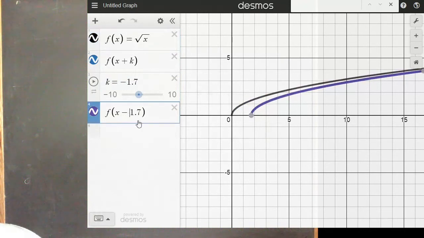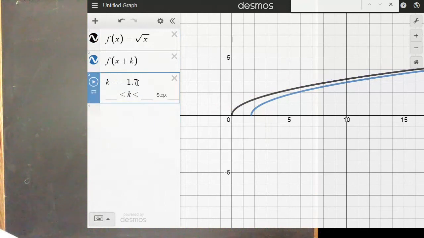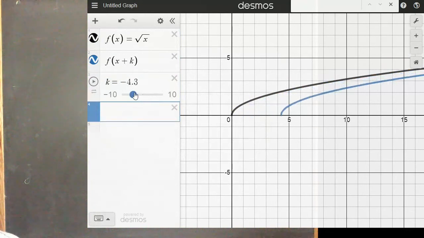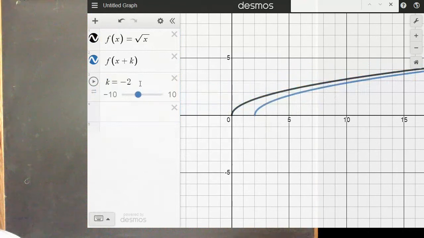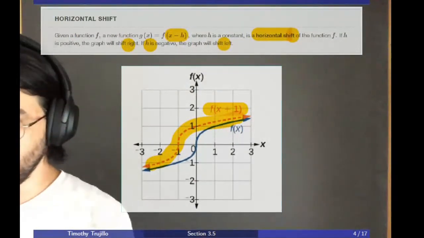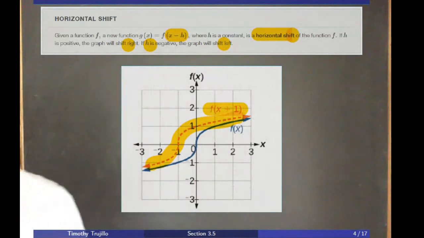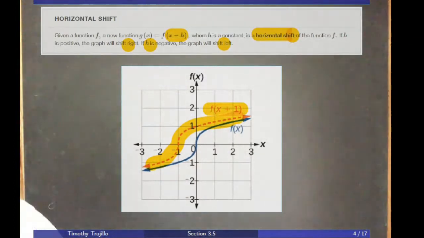Okay, and then if this is positive, so it's x plus 1.7, then the shift is to the left. You can see that here as we shift these values around. So negatives go to the right, positives go to the left. That's not exactly what the textbook says. They say it in this funky way in terms of x minus h, but they're just hiding the negative sign up in the formula. I think it's easier to just think about what the sign is.